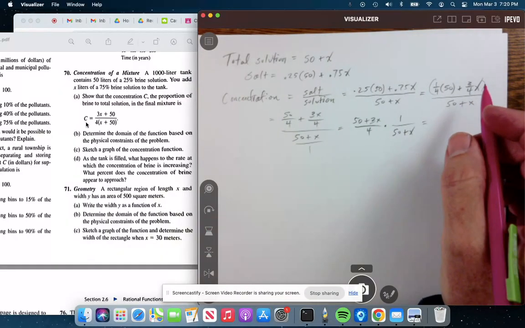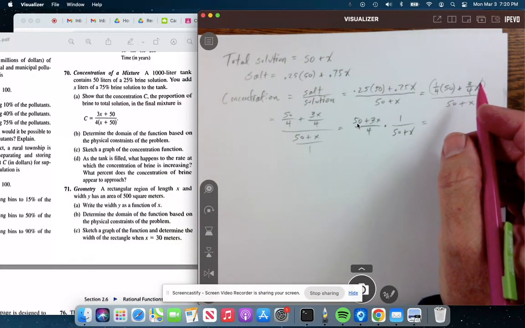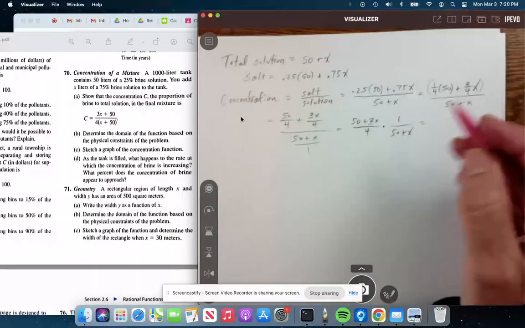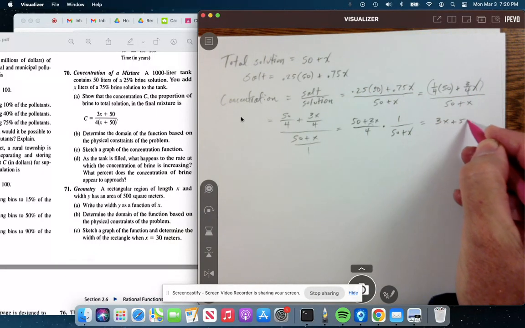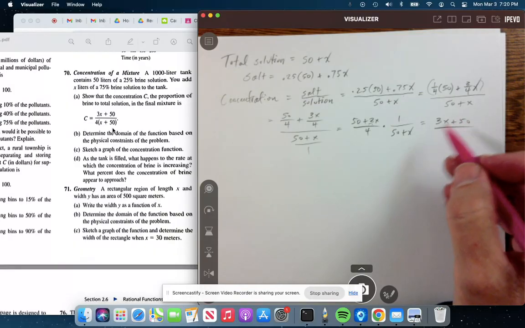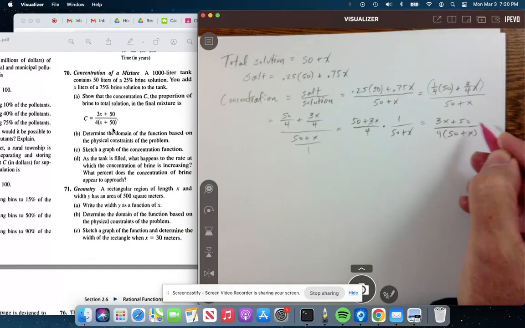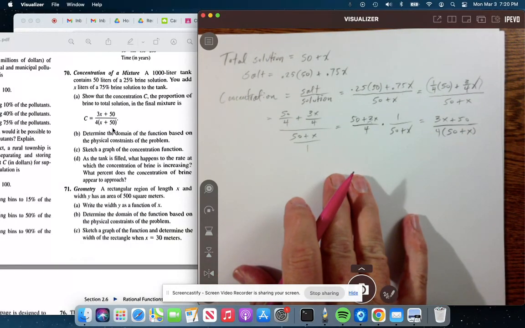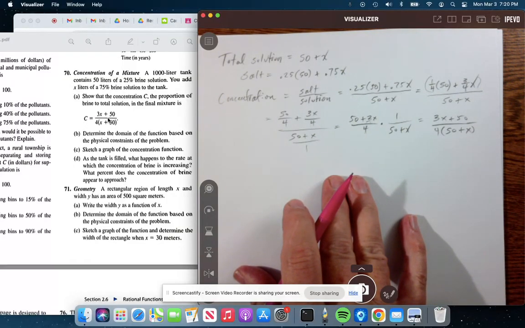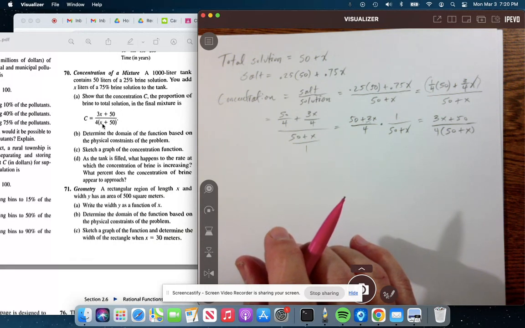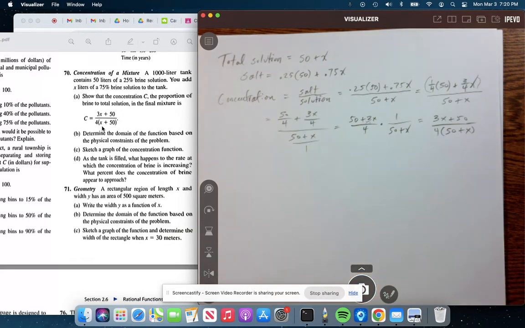And now it looks right, doesn't it? Right here I've got 50 plus 3x. This is 3x plus 50, so I can turn that around. I want to multiply that by 1, so that's 3x plus 50. And then here, I could just multiply 4 to that, 4 times 50 plus x. All right, so looks good. I figured out the function for the concentration based on x, which is the unknown amount of solution that's added. That's 75% brine.